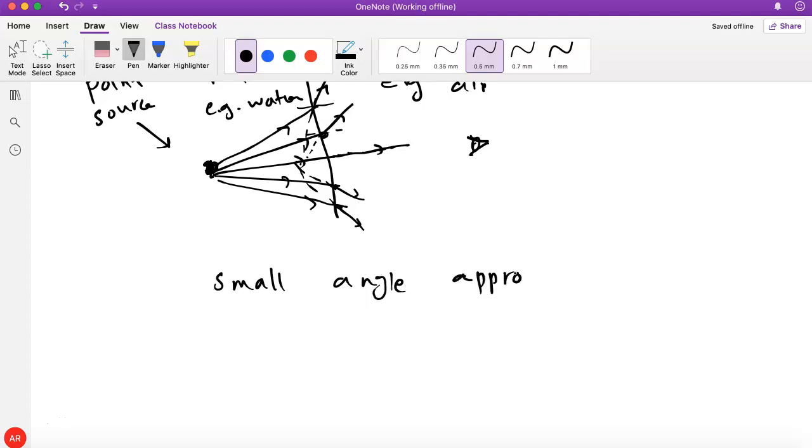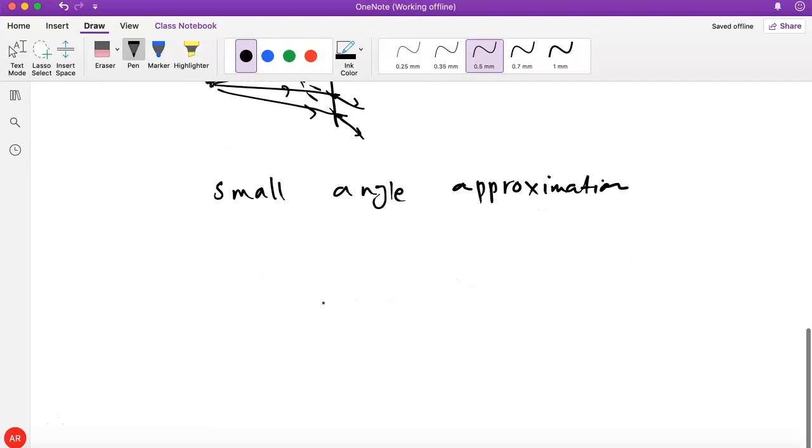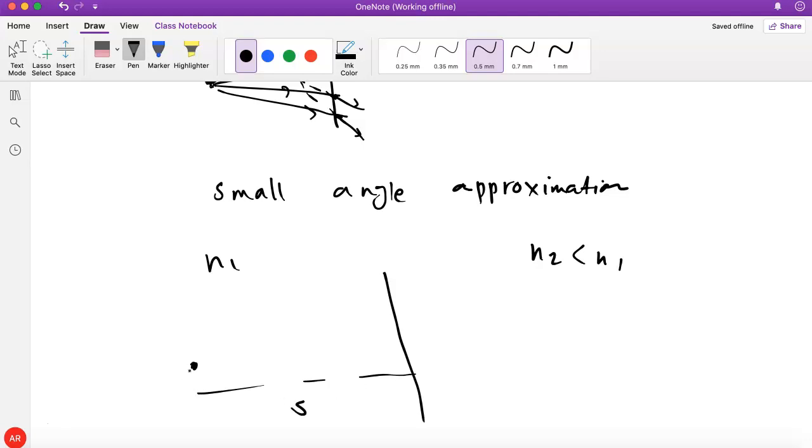And that's when sine, tangent, and the angle itself are kind of similar. So, again, let's say here we have N1, here we have N2 smaller than N1. The object is a distance s from the interface here. Okay, so where would I see the image? So let's consider first the normal ray is perpendicular to the interface, so it just keeps going.